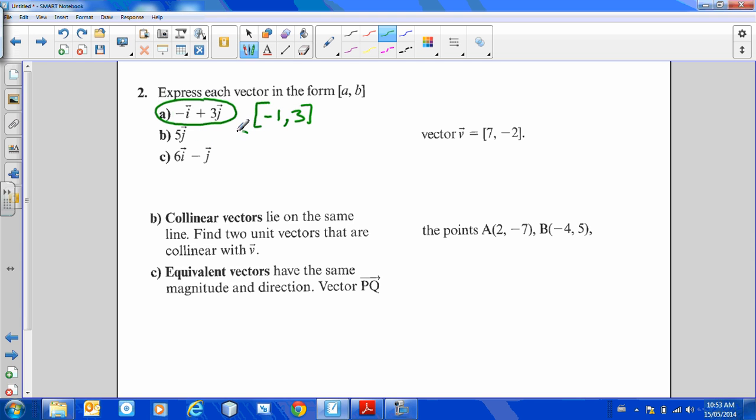5j means there is nothing in the i direction, or in the x direction. There's 5 in the vertical direction. And of course, the equivalent to 5j would be this. This one is 6 in the i direction, -1 in the y direction, or the j direction. And so 6, -1 becomes that vector. So when you see those, understand that they are exactly the same as these. Of course, we can go from this back to that as well.